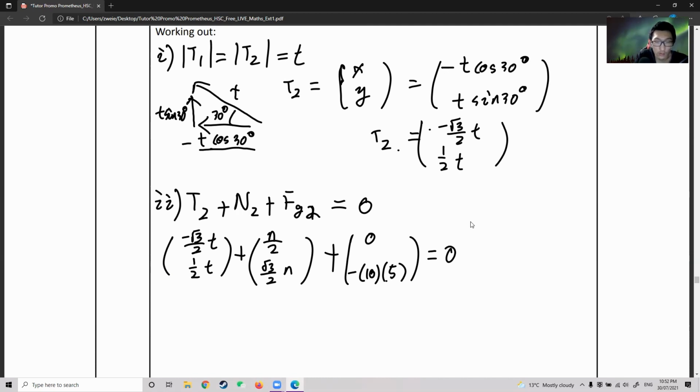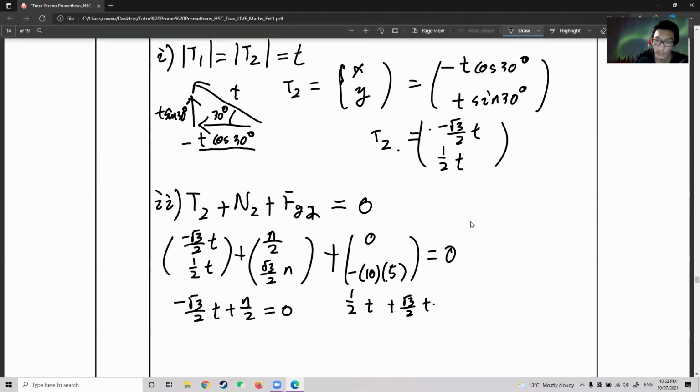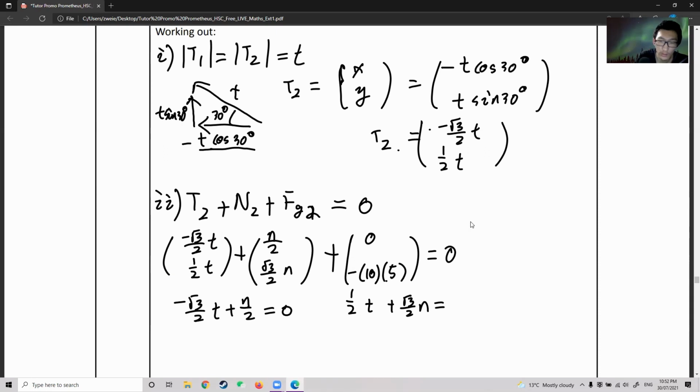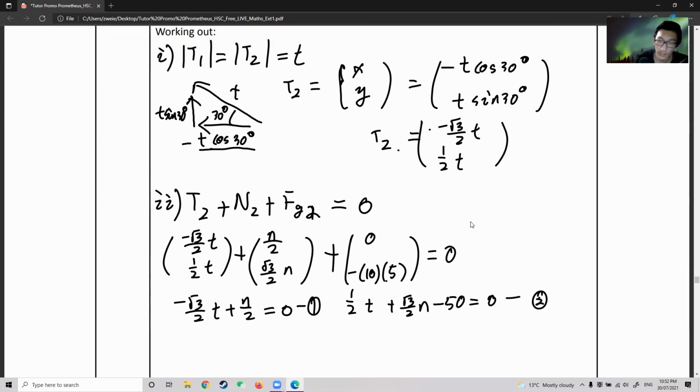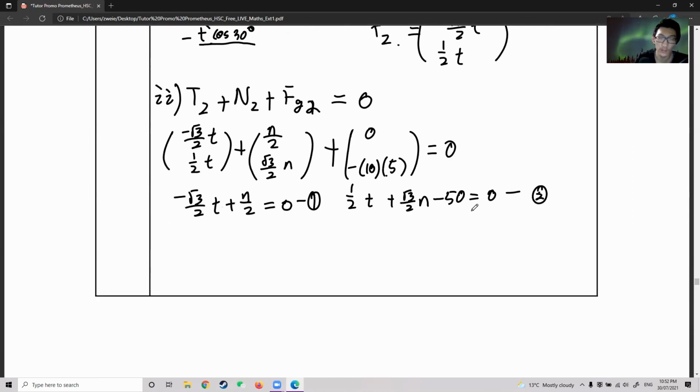Right, so let's equate the top part. For x, I know that negative root 3 on 2 T plus N on 2 equals 0. Second part, what I get is half T plus root 3 on 2 N. Not yet. We have the third component, minus 50 is equal to 0. So equation 1 and equation 2, and guess what you need to do? Simultaneous equation, right? Solve it simultaneously.